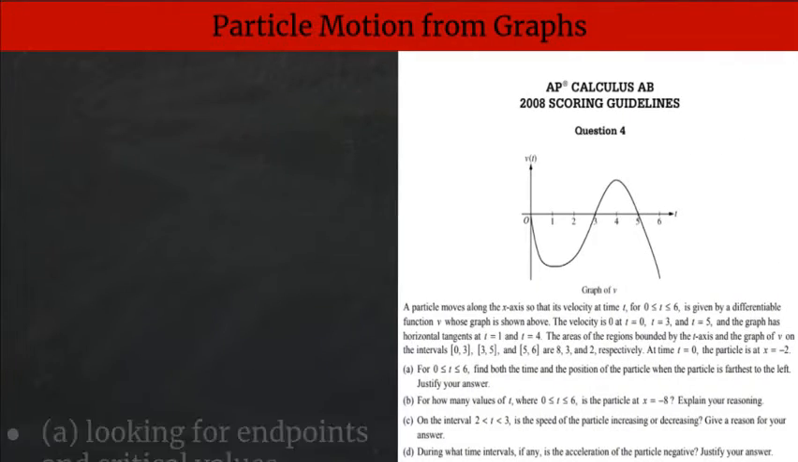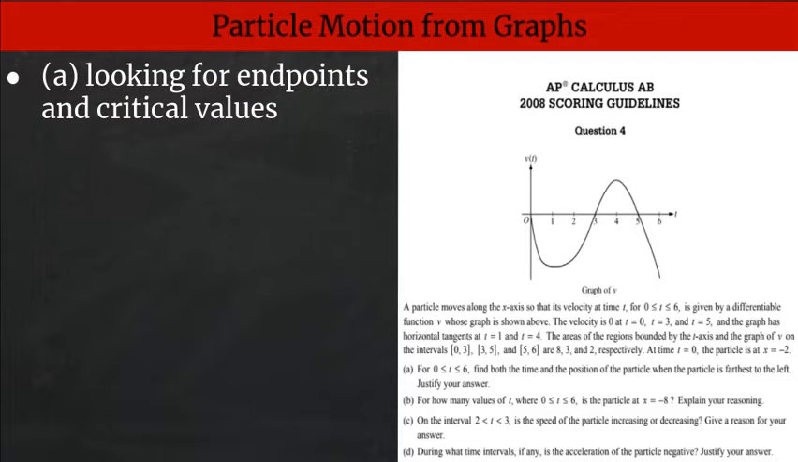Here's an FRQ question. The directions say that a particle moves along the x-axis so that the velocity at time t for 0 to 6 is given by a differentiable function v whose graph is shown above. The velocity is 0 at t equals 0, t equals 3, and t equals 5, and the graph has horizontal tangents at t equals 1 and t equals 4. The areas of the regions bounded by the t-axis and the graph of v on the intervals 0 to 3, 3 to 5, and 5 to 6 are 8, 3, and 2 respectively. At time t equals 0, the particle is at x equals negative 2.